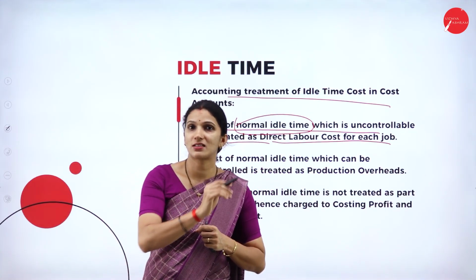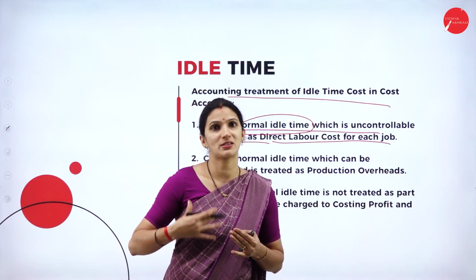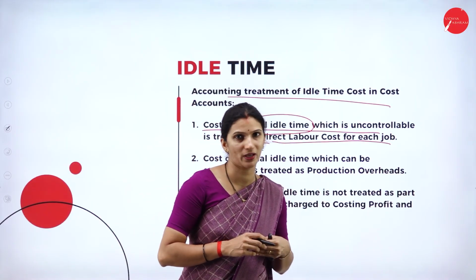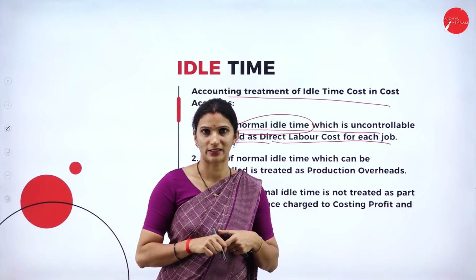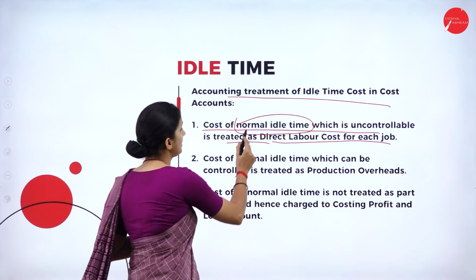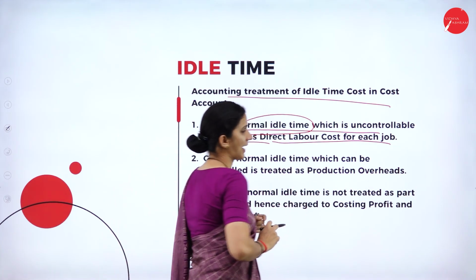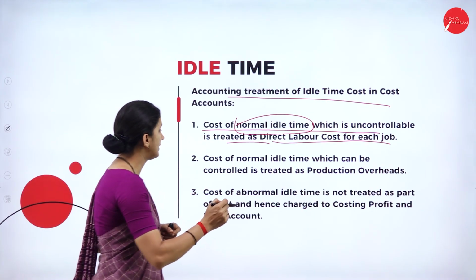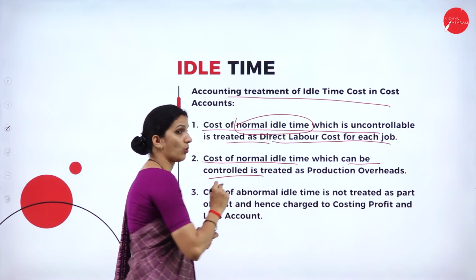Sometimes you might see certain depressions in the overall economy. Because of that, there will be a certain time when there is a stoppage of production. So that we call the uncontrollable causes of idle time. That will be treated as the normal cost or the normal loss, and it is treated as the direct labor cost. And then we have the cost of normal idle time which can be controlled.